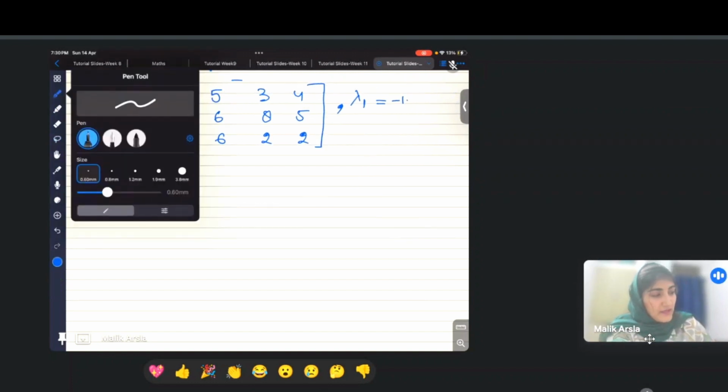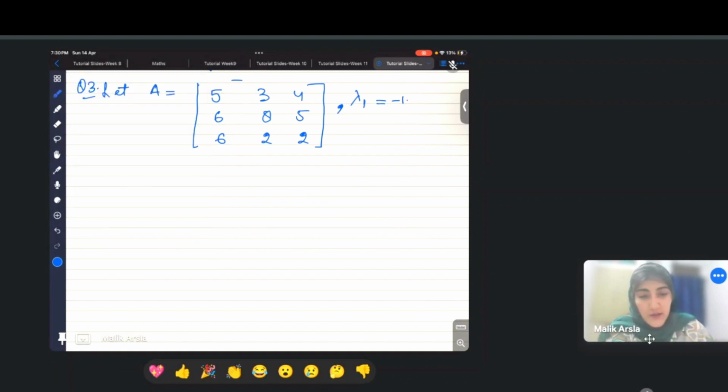Lambda 1 is equal to minus 1.5282, lambda 2 is equal to 2.8756, and lambda 3 is equal to 13.6526. Okay, so here all three eigenvalues have been given and the A has also been given.